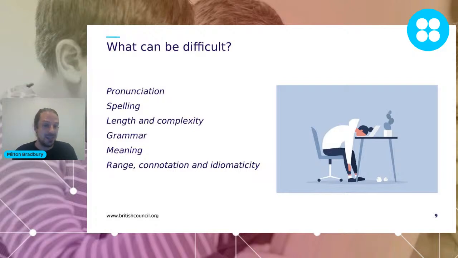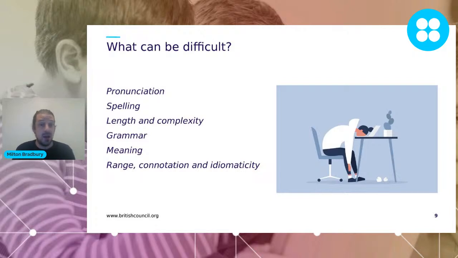The length and complexity, as we have such a wide range of words, some of these words can get very long and very, very tricky. The grammar, what does the grammar mean? So the collocations, the connotation, what it means with for example, things like phrasal verbs. This makes it very difficult as well.